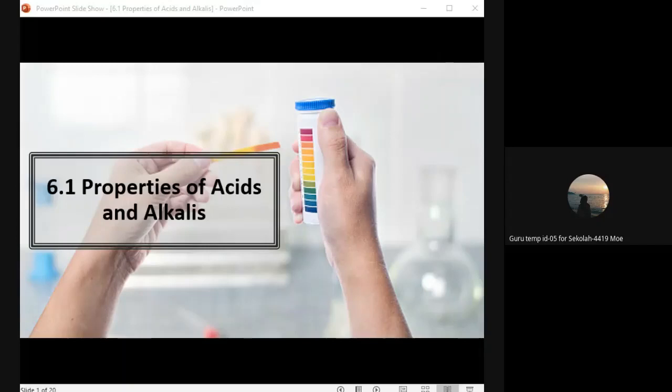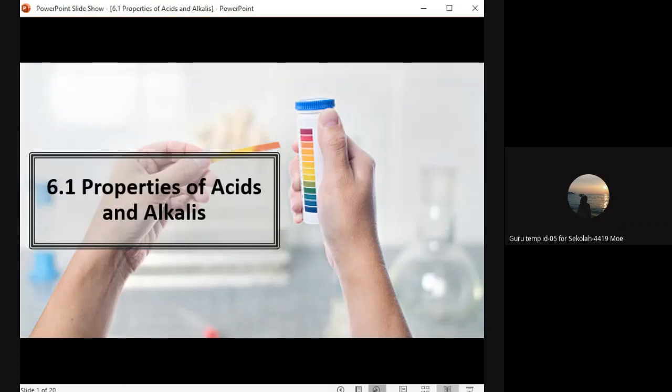So this topic is a bit interesting compared to the previous topic, which is chapter 5 about water and solution, because acids and alkalis ni kamu boleh jumpa dekat sekeliling kamu. Dia related dengan kamu punya persekitaran lah. Alright.